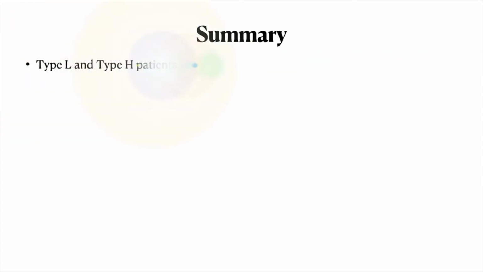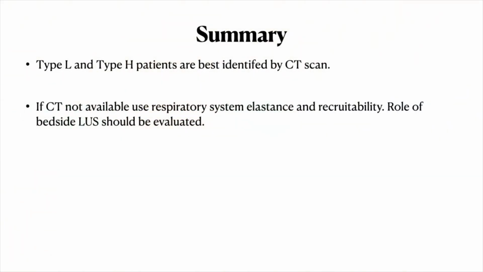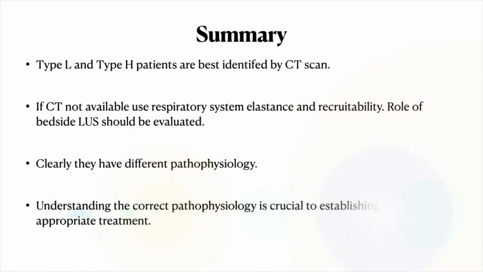So to summarize, the L and the H type are best identified by a CT scan. If CT is not available, use respiratory system elastance and recruitability, or you can try the role of bedside lung ultrasound in evaluating H and L type. Mind you, these are clearly two separate disease processes with different pathophysiology. And understanding the correct pathophysiology is crucial to establishing the basis of an appropriate therapy.